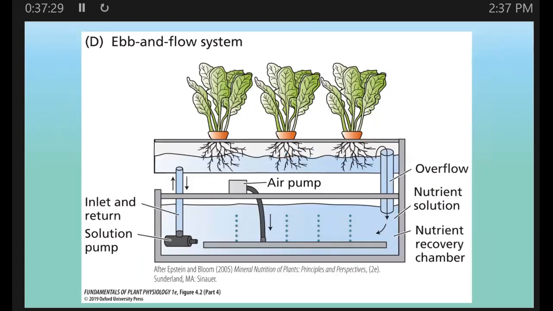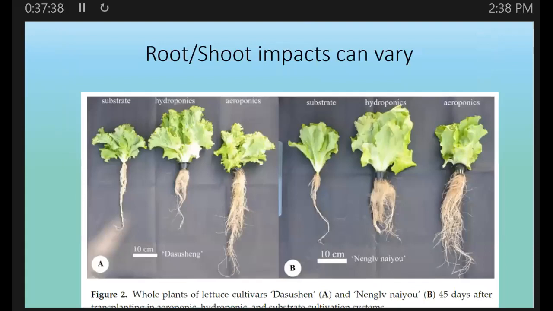Ebb and flow, where you have the water coming in and then draining out on a regular basis. Again, this is a picture taken from one of the studies that was done, and oh, I see my thing got covered up. But basically they compared the substrate, what was the substrate?